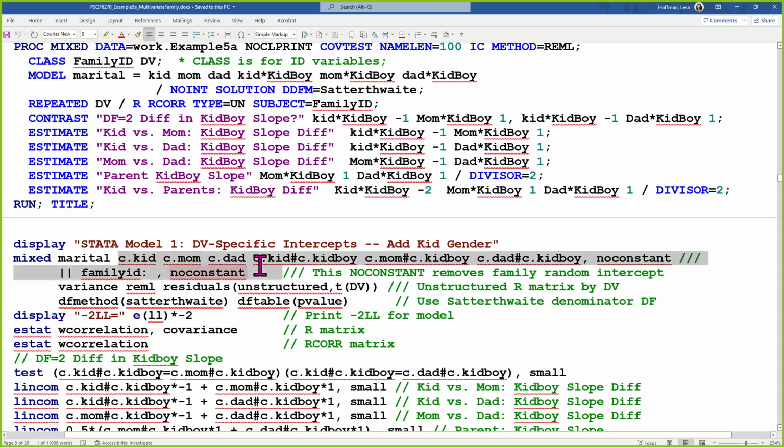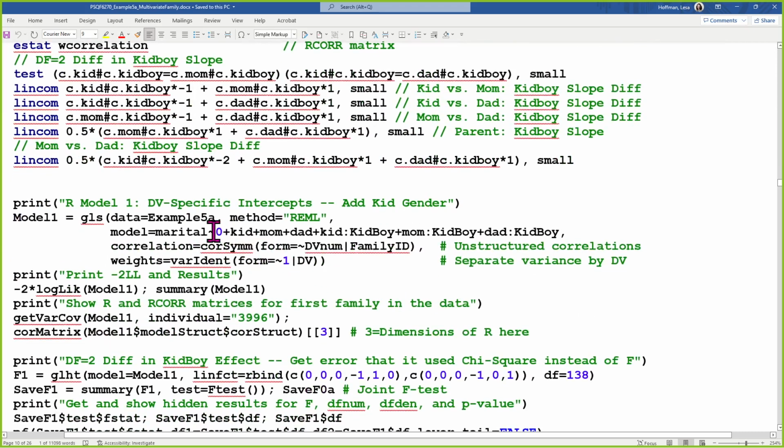Same thing is true in Stata. Note that I have the noint option here in SAS to shut off the general intercept, and the noconstant option in Stata to do the same thing. And in R, I have the 0 here to shut off the general intercept, and I've got all of the terms listed beyond that.